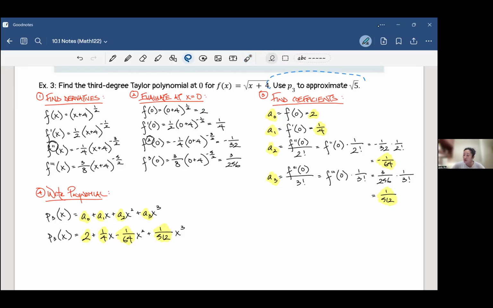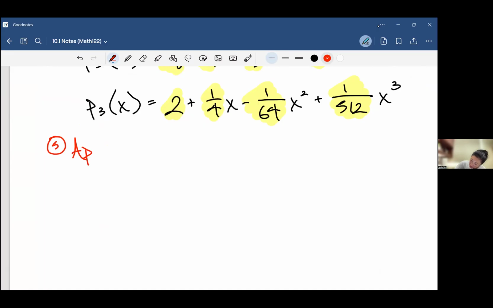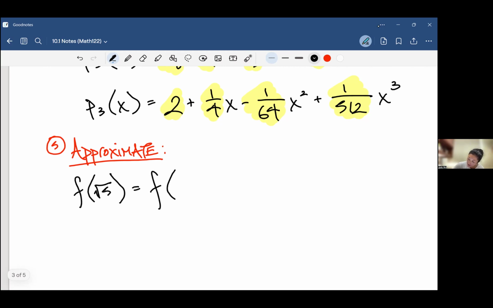But now we want to use this to approximate the square root of 5, okay? So step 5, we're going to use this to approximate. If I want to approximate the square root of 5, keep in mind our function is the square root of x plus 4. So what number are we plugging in for x? We're actually not plugging in square root of 5. To get square root of 5, I'm actually plugging in 1 for x. So I don't want to write square root of 5 there. I actually want to put a 1.